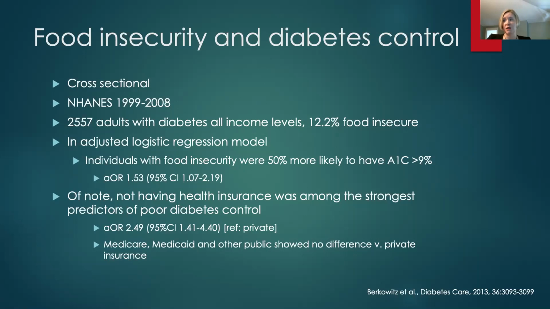A logistic regression model adjusted for many demographic variables as well as clinical comorbidities. Individuals with food insecurity were 53% more likely to have an A1C greater than 9%. Of note, in this study, not having health insurance was among the strongest predictors of poor diabetes control, with individuals without insurance being 2.5 times more likely to have poor diabetes control than those that were privately insured. And importantly, those on Medicare, Medicaid, and other public insurance had no difference in poor diabetes control versus those that were privately insured.